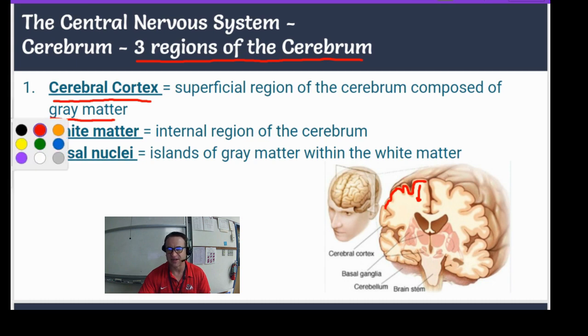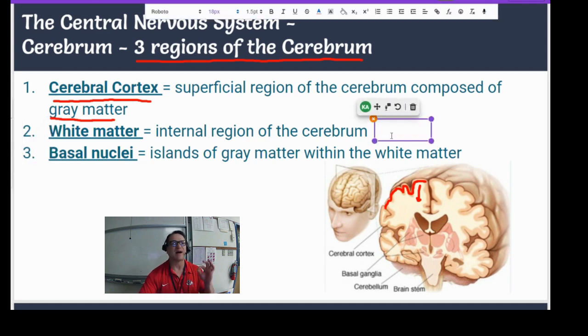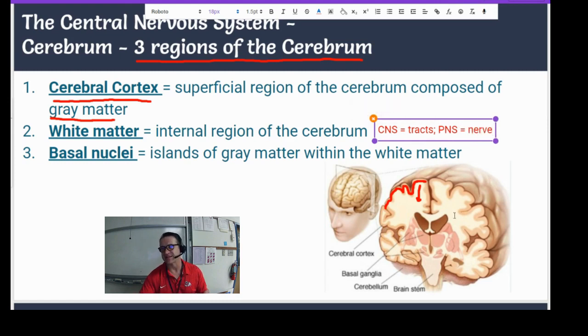Now, I want to add something here real quick. So these bundles of myelinated axons, if it's inside the central nervous system, so inside the CNS, those are going to be called tracts. So if it's bundles of myelinated axons, white matter, inside the central nervous system, the brain and spinal cord, it's called a tract. But if it's in the peripheral nervous system, outside the brain and spinal cord, it's no longer called a tract. Now it's called a nerve. All right, so white matter inside the CNS, those are tracts. And in the peripheral nervous system, those are called nerves.